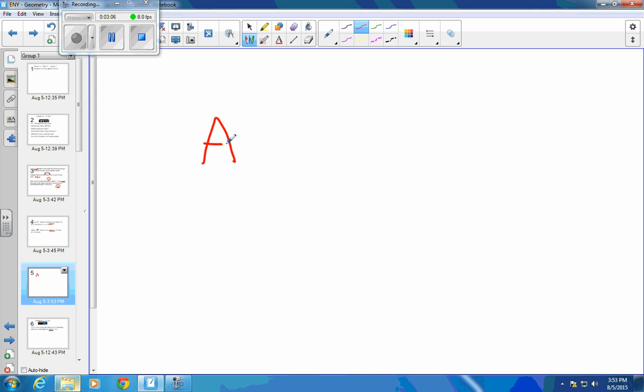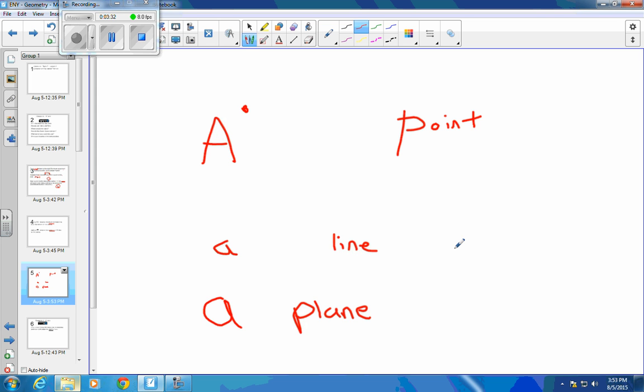So if I have a capital letter A, that's a point. If I have a scripted letter a, lowercase, that's a line. If I have a scripted capital letter, that's a plane. A is the only way to label a point. Other ways you could label a line, you could say AB, two capital letters with a line above it, and that would be another way to write a line. And you could say ABC and write the word plane.